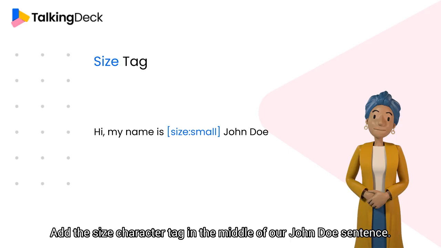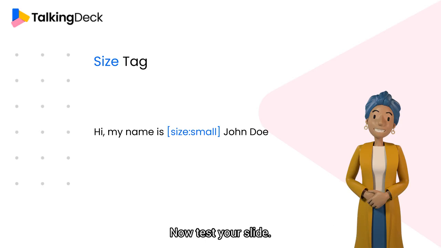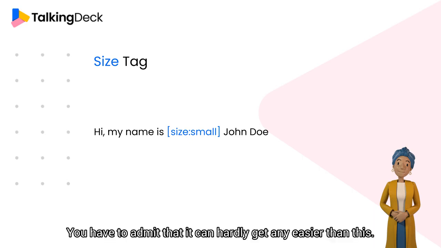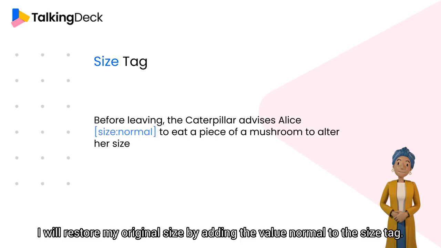Add the size tag in the middle of our John Doe sentence. Again, remember to set the size value to small. Now test your slide. Here is the result. Hi, my name is John Doe. You have to admit that it can hardly get any easier than this. I will restore my original size by adding the value normal to the size tag.